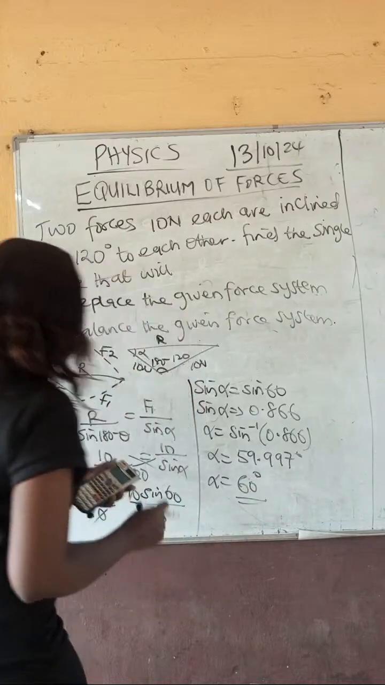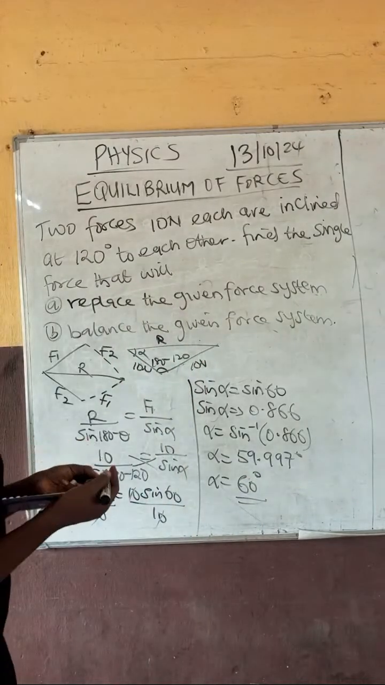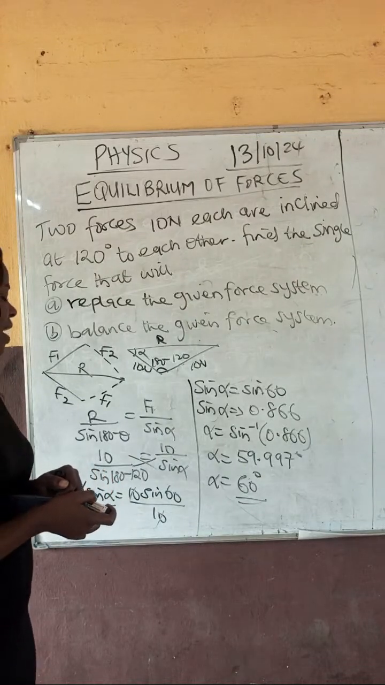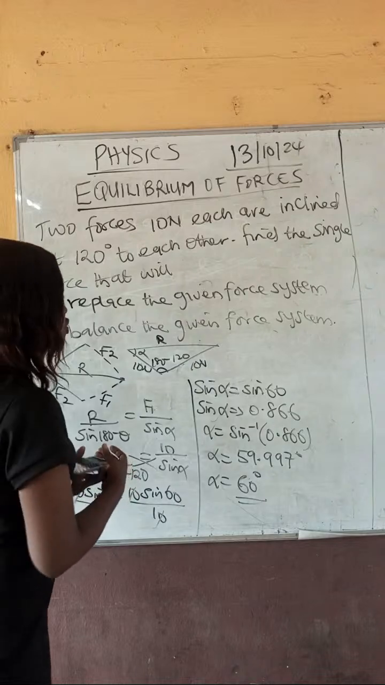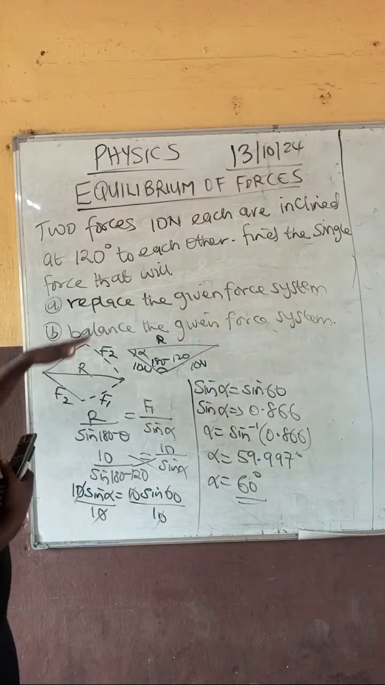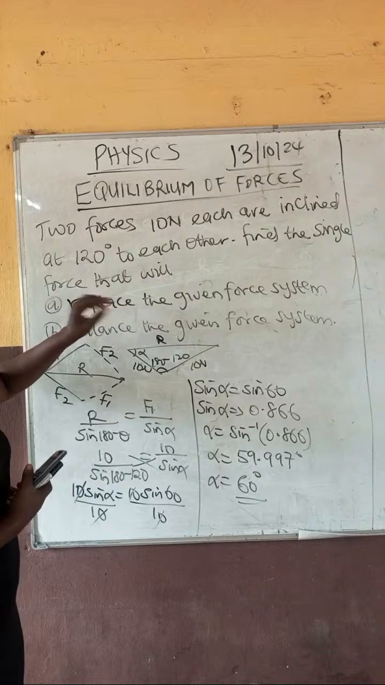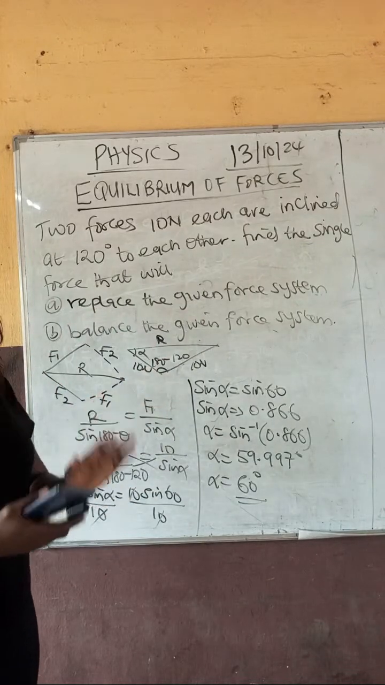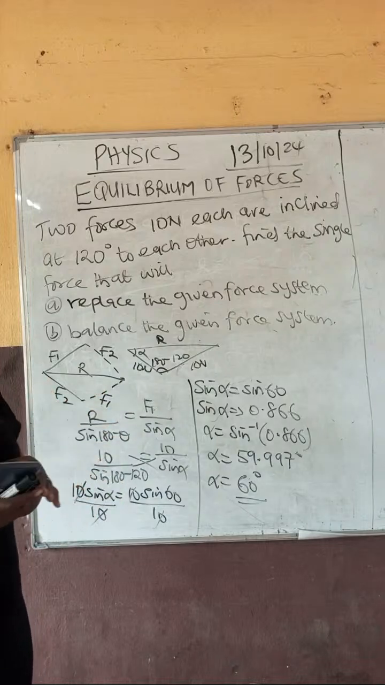60 degrees. Approximately the angle is 60 degrees. We have gotten the magnitude, which is 10 Newton, and the direction becomes what? 60 degrees. Now the first one we have got is just for this: the single force that will replace the given force system. Okay? So this is how to get the force that will replace the given force system.